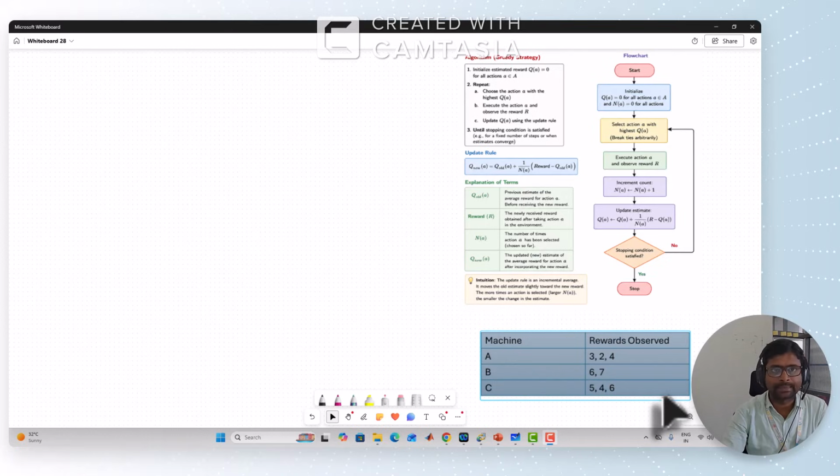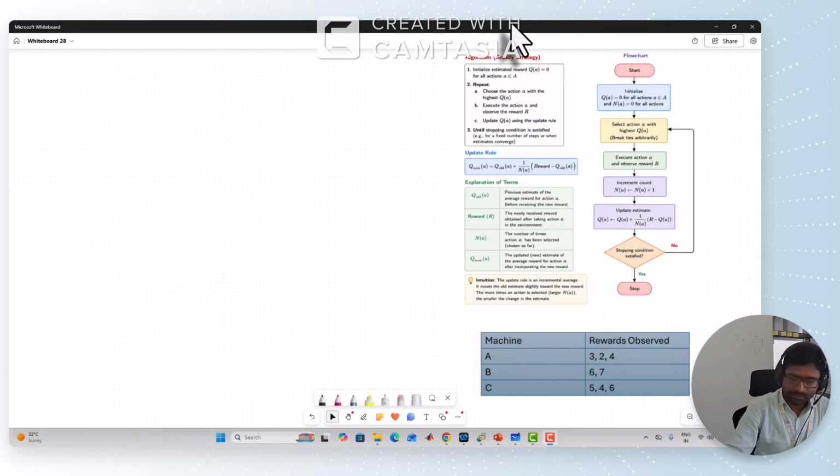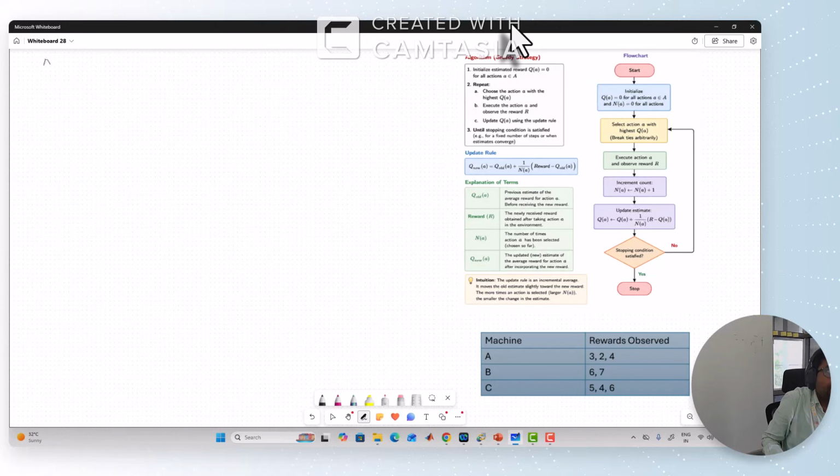So now we will discuss the step-by-step process. Okay, fine. Now we will work on it. First, as per this, make Q of A equal to 0, N of A equal to 0. We have the three machines, A, B and C, right?